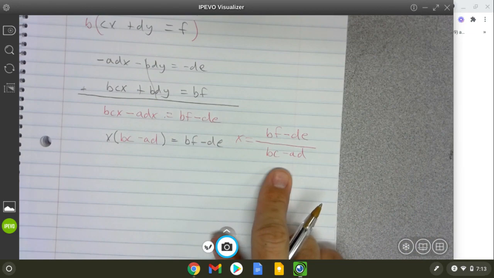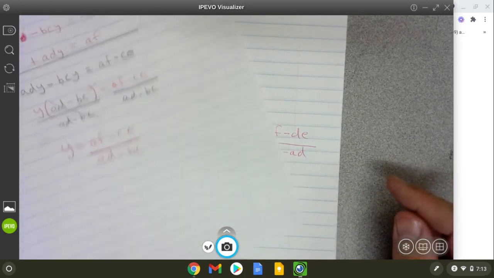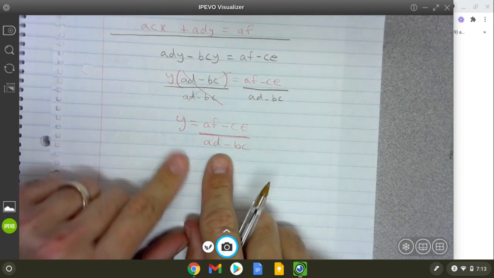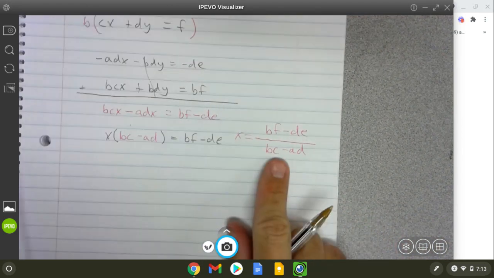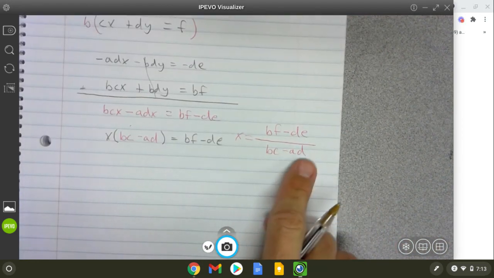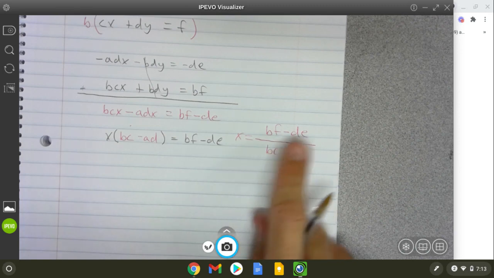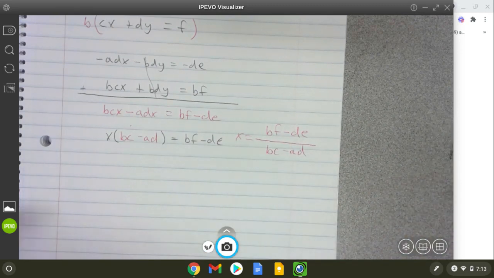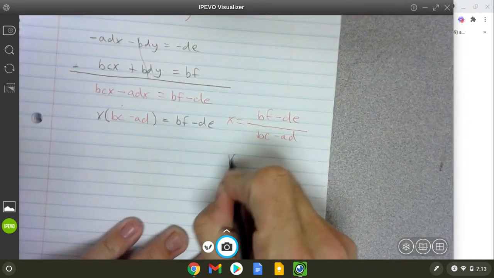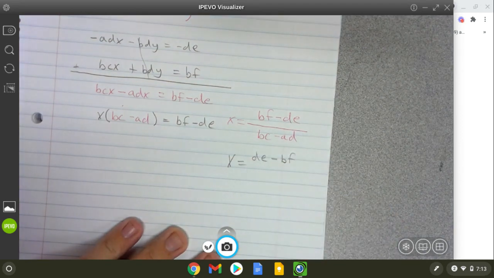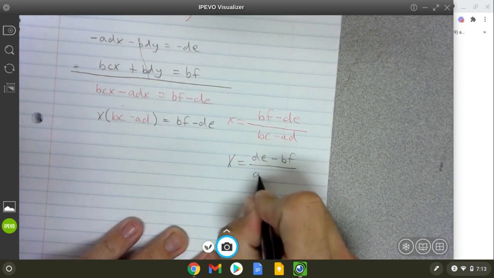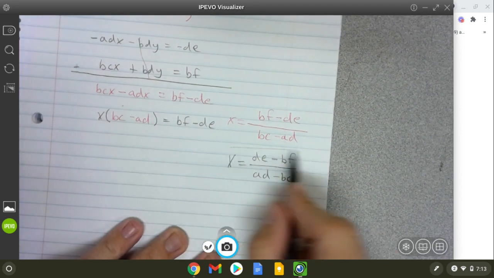Now, I'm actually going to rearrange this just a hair. Remember, on our solution for Y, we had AD minus BC in the bottom. I'm going to make that happen over here too: AD minus BC. The way we do that is we factor out a negative 1 on the top and bottom, or what we really do is divide each piece by negative 1. So what that gives us is X equals DE minus BF over AD minus BC.